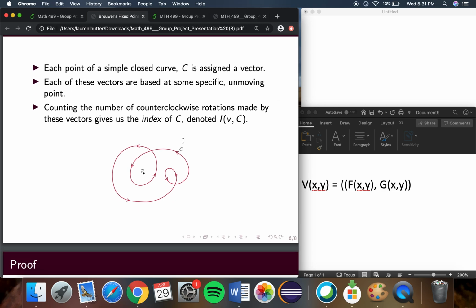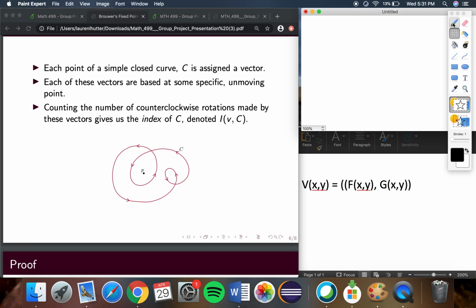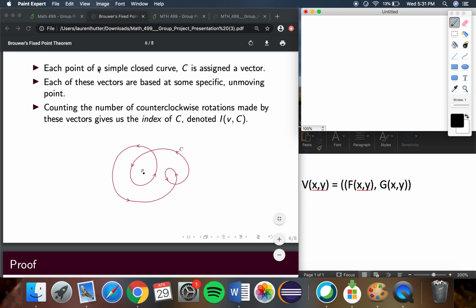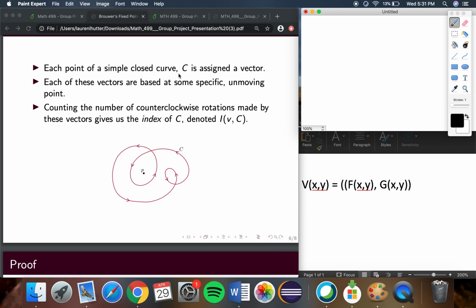So then I want to go over what is called the index of a closed curve. And first of all, I want to clear up: up here I have written a simple closed curve, right? Because for the purposes of actually proving Brouwer's fixed point theorem, we only need to use a simple closed curve, which is a curve kind of like this, right? Like something that we could take and deform and it would be the same as a circle, right?